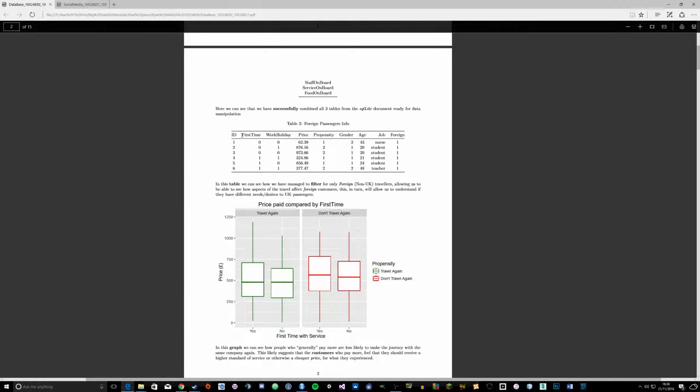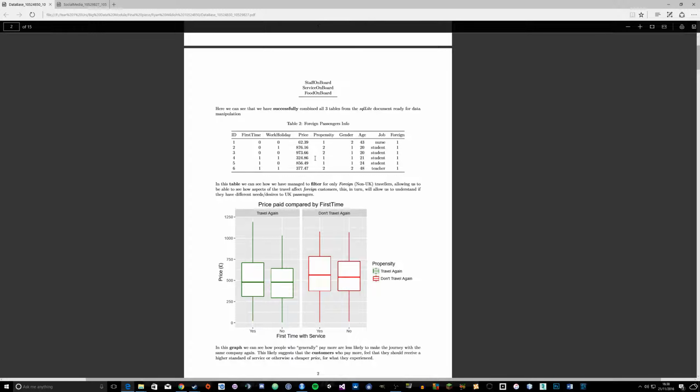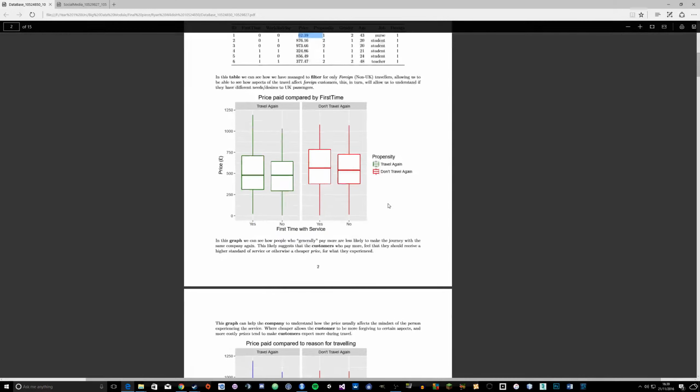We put in a few little bits of data just to make it a little bit more interesting, and compare the different people that were foreign and how much they paid. Which this person paid a measly £62.39 for a nice sale. So then we move on to some graphs that we made about this one.